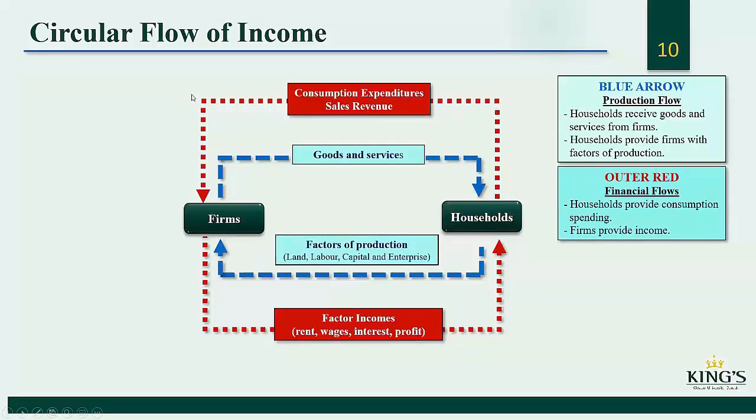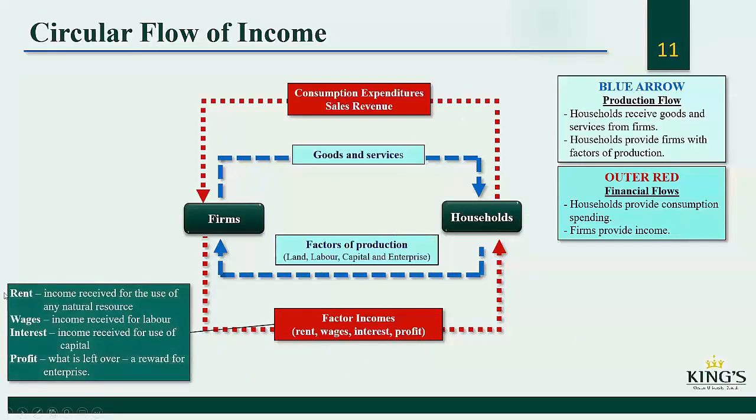Okay, so the households will spend their money on the goods, and that's an income flow going to the firms. Now, what income flow is there from firms to households? Well, firms provide income to the factors of production: rent, wages, interest, and profit. And so that's the outer red flow here.